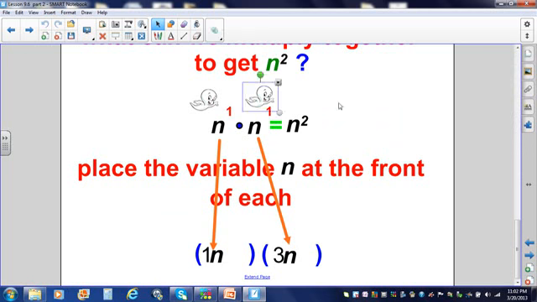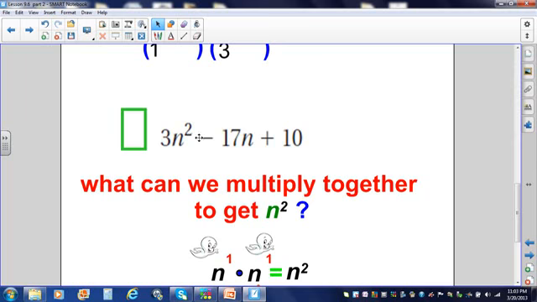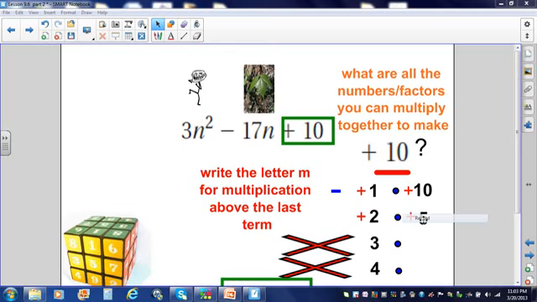Hey Casper. So place an n right here. Place another n right here. Check your work. 1 times 3 is 3. N times n is n squared. Here's our first term, 3n squared. Good so far. Remember, different way than yesterday.